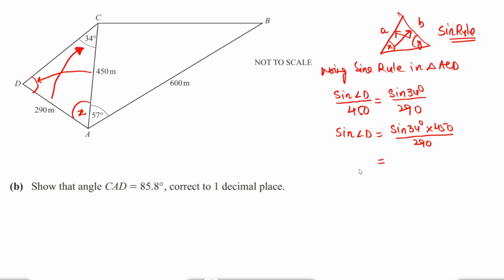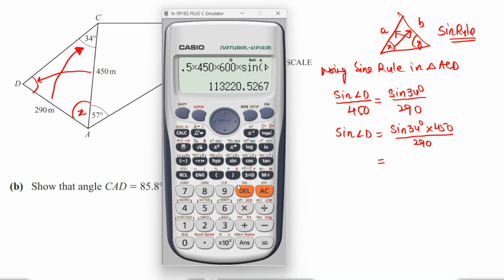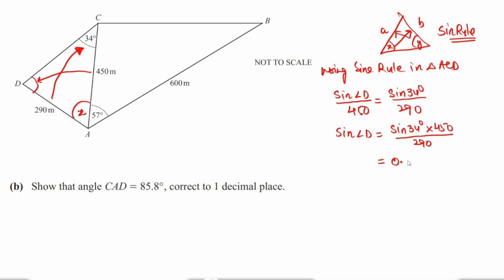Let us put this in the calculator, then we'll be finding angle D. Okay, so we use the fraction function, sine 34, and you need to close the bracket all the time, multiplied by 450 and divided by 290. What you are going to get here is 0.86771. Because we are not allowed to round off in the middle of the problem, your marking scheme always takes the display of the calculator. That is why I wrote these 5 digits.